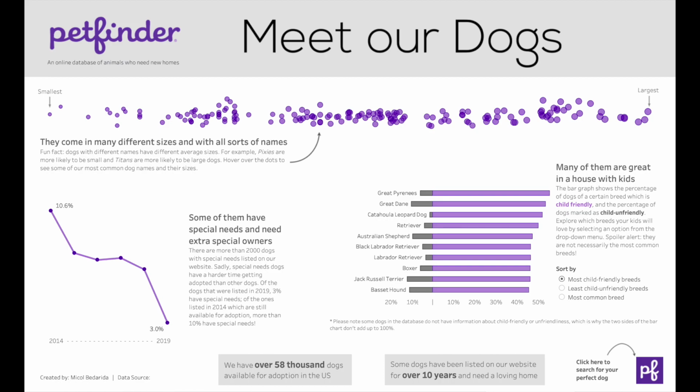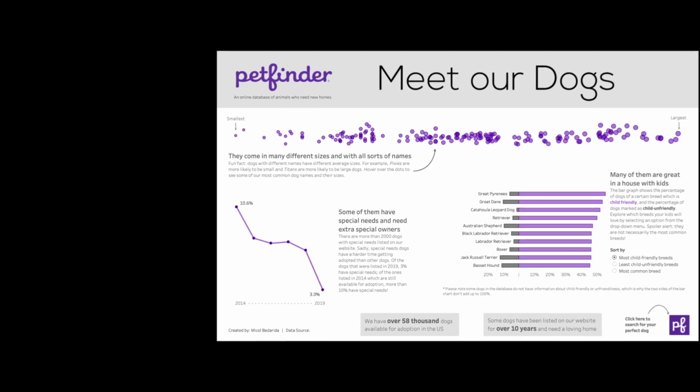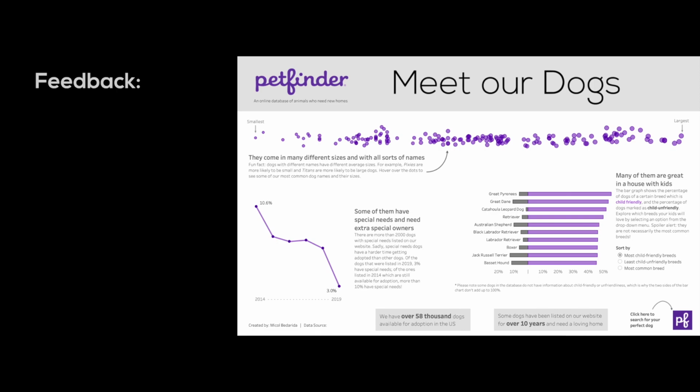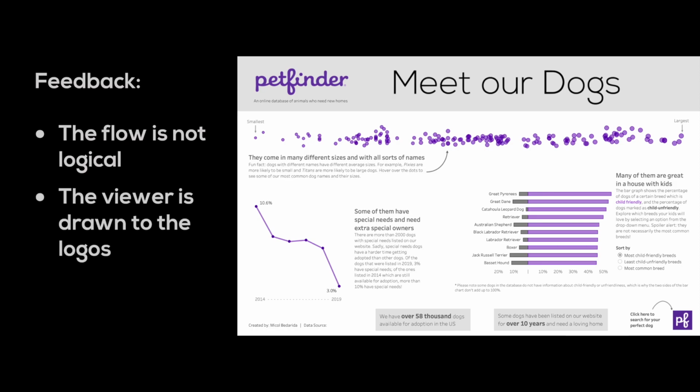This was my dashboard before I asked for help. And here was some of the feedback. People naturally read in a Z pattern, so the flow of my dashboard is not very logical. The brightest colors on my viz are the logos, so the viewer is immediately drawn to those instead of to the data. The text is not very well aligned throughout the viz, so the dashboard appears a bit cluttered.